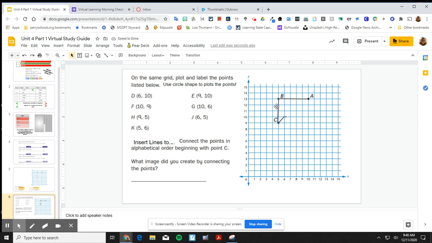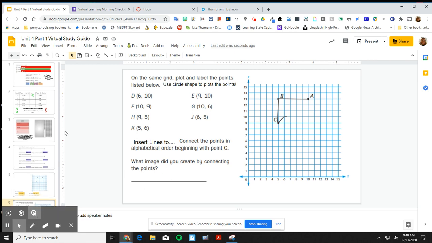Okay, so you're going to start seeing a shape. So then you're going to tell me what image you created by connecting these dots. So you need to finish it with E, F, G, H, J, and K. So you want to make sure you do these points in order and that you're going to see some sort of shape take place. And here you're going to tell us what shape it was.